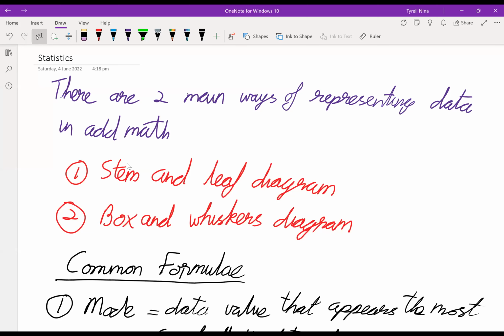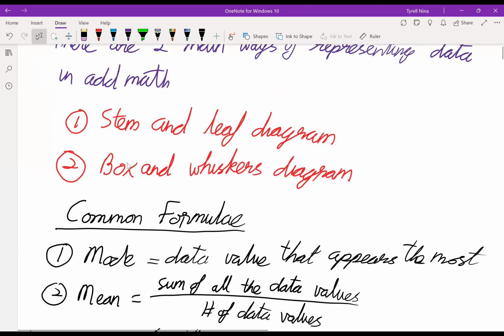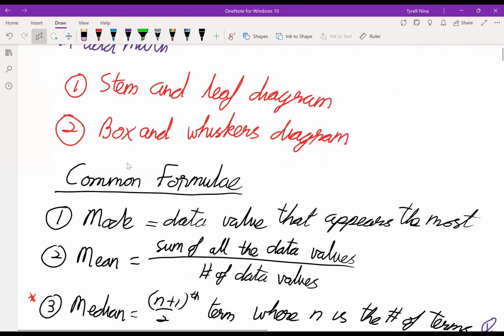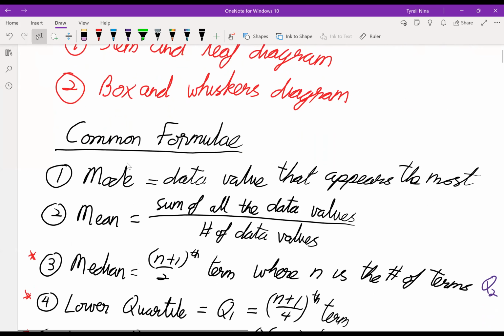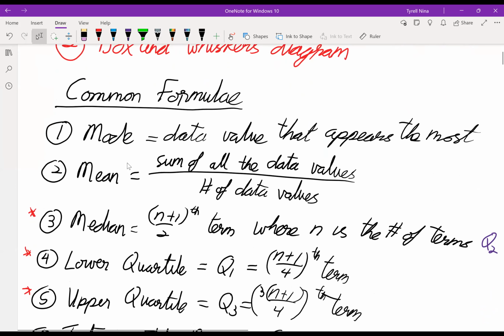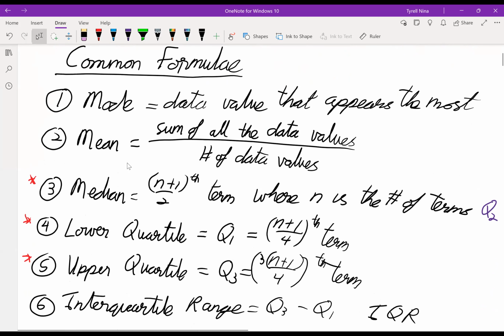So there are two main ways of representing data in A-Math. You have the stem and leaf and the box and whiskers. The common formulas: mode is the data that appears the most. Mean is the sum of all the data values over the number of data values. Median is the (n plus 1) over 2 term, where n is the number of terms. Lower quartile is Q1, upper quartile is Q3. Interquartile range, Q3 minus Q1.